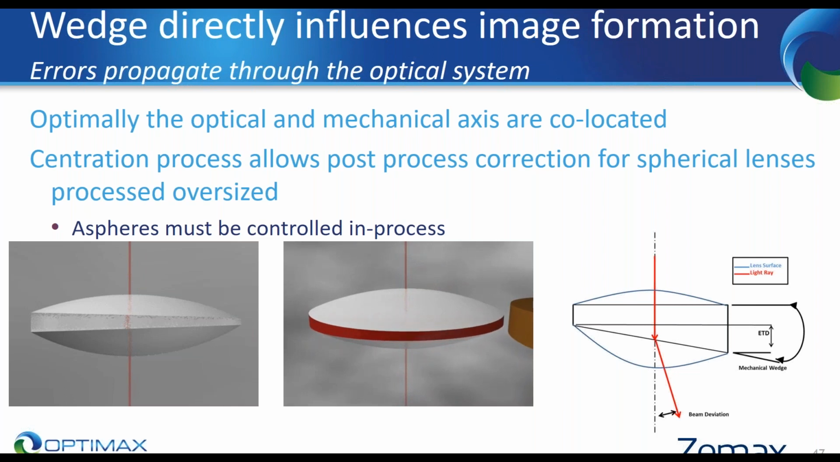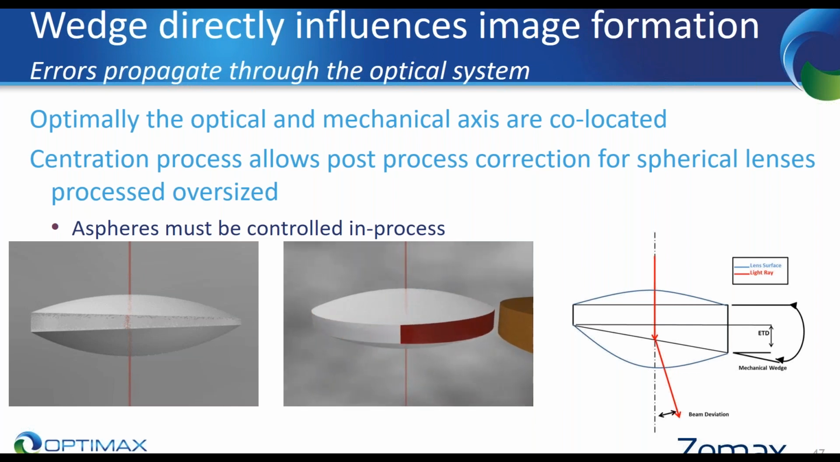The middle photograph there is actually an animation showing the centration process, where we're essentially moving the mechanical axis by removing material in order to have, again, the optical axis and the mechanical axis co-located. This is an option for spherical lenses that are processed oversized, as I mentioned before. For aspheres, this is not an option, and this type of wedge has to be controlled in process.